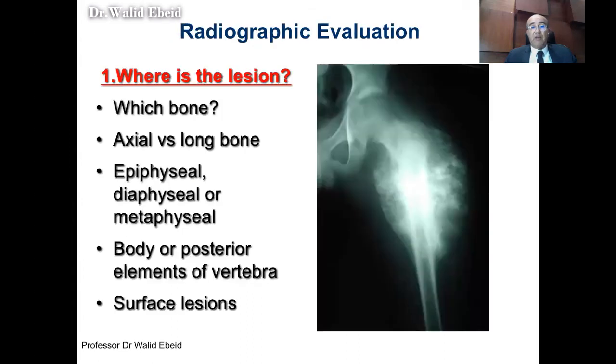So the first question, where is the lesion? We mean which bone? Is it an axial or a long bone? Is it in the epiphysis, diaphysis, metaphysis? If it's in the vertebra, is it occurring in the body of the vertebra or the posterior elements? Is it a medullary lesion or a surface lesion? Like, for example, in this X-ray, if we answer the question, where is the lesion? It would be in the metaphyseo-diaphyseal area of a femur of a skeletally immature patient.